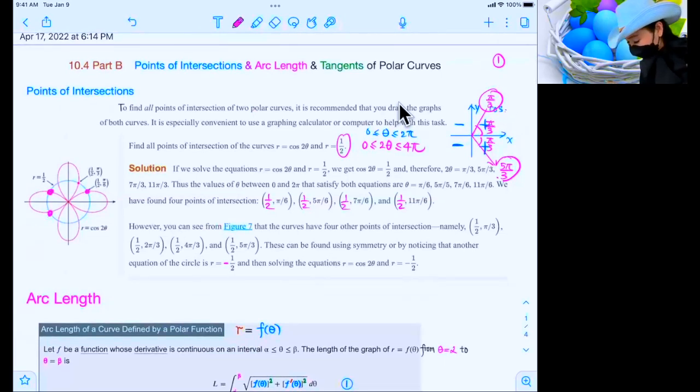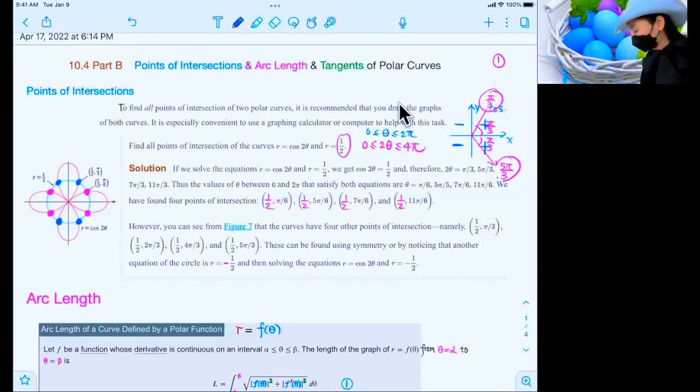7 pi over 6, this one. 11 pi over 6, this one. You get this 4. Okay. But looking at the picture, we don't just have 4. We actually have more than that. We actually have also this one, this one, this one, and this one.